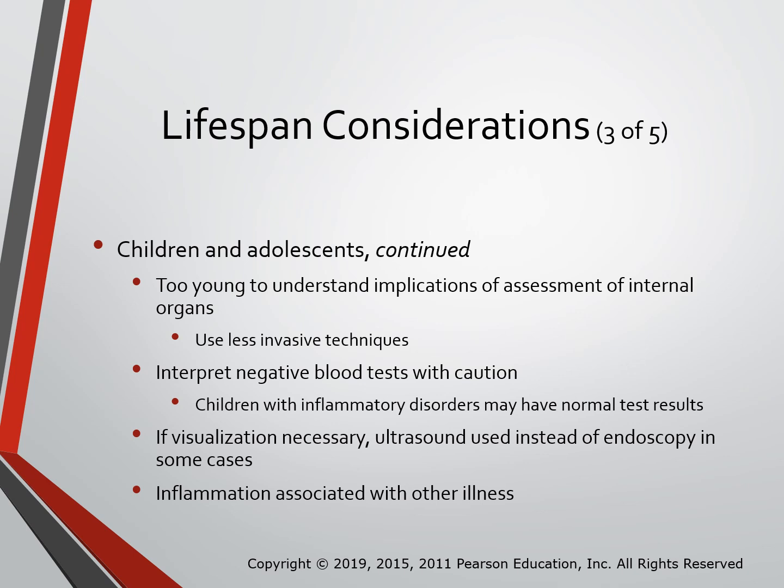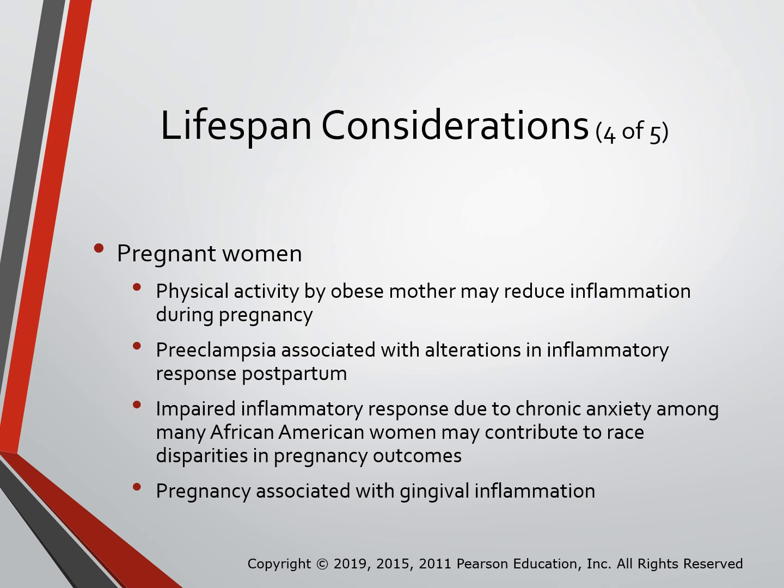Again, it's just like with the thyroid. You can have normal thyroid tests but still have a thyroid problem. If visualization is necessary, ultrasound is used instead of endoscopy. And then inflammation can also be associated with other illnesses in children. Pregnant women: physical activity by obese mothers may reduce inflammation during pregnancy. They need to get up and move around.